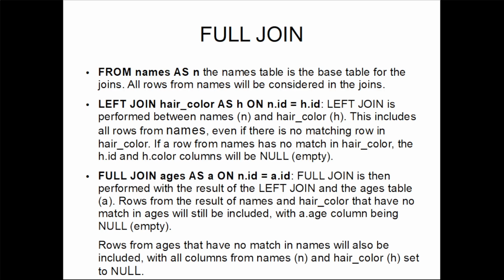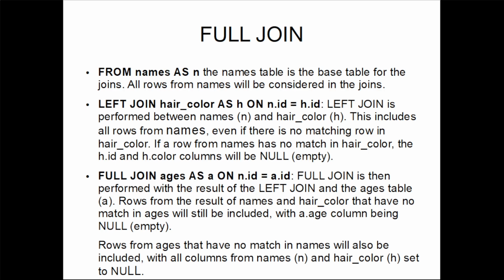It performs a left join between names, aliased as n, and hair_color, aliased as h, matching rows where names.id equals hair_color.id. This includes all rows from names, even if there is no match in hair_color. For unmatched rows, hair_color.id and hair_color.color are null. If Bob, id equals 2, has no hair_color record, his row still appears with hair_color.id equals null and hair_color.color equals null.